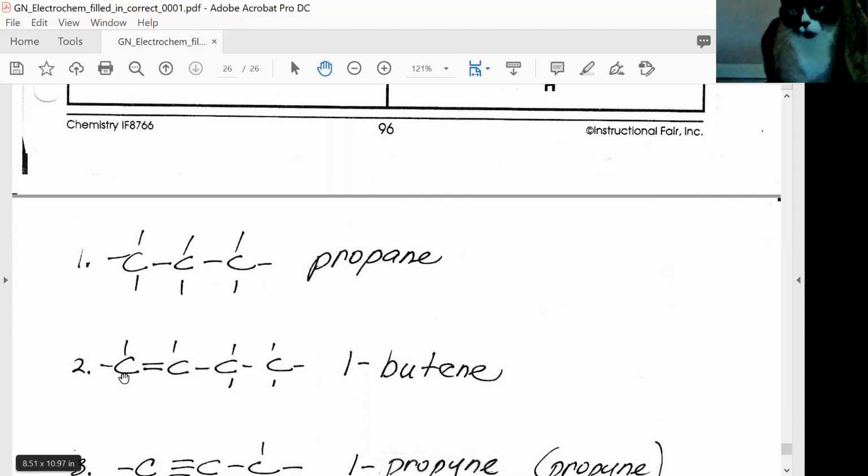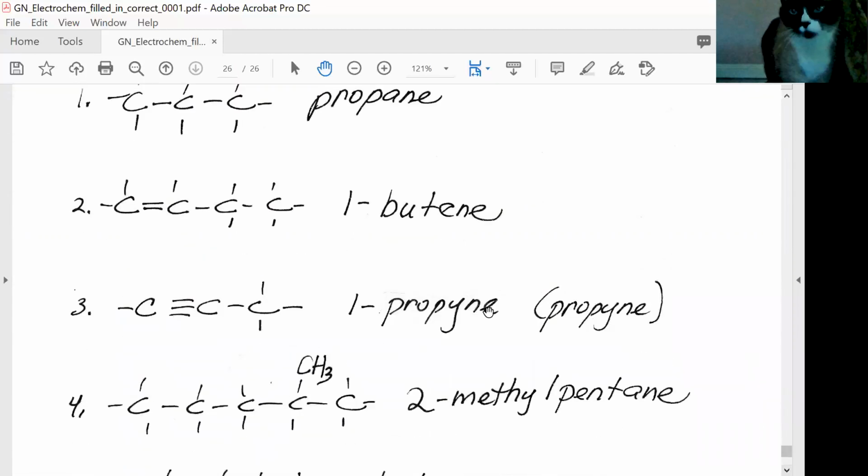So this next one, I've got 1, 2, 3, 4, which is my but. On carbon 1, I have a double bond that gives me the ene. So this is 1-butene. Okay, this next one's got 1, 2, 3. That was prop. On carbon 1, there is a triple bond. That's the yne, so 1-propyne.